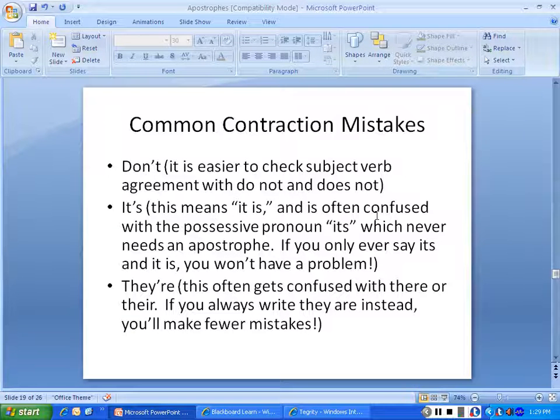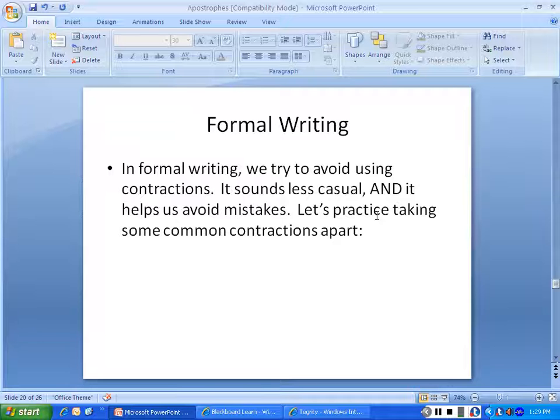There also gets confused a lot with there, T-H-E-R-E, or T-H-E-I-R. T-H-E-I-R is a possessive pronoun. There means they are. If you always write they are instead, you'll make fewer mistakes. In formal writing, we try to avoid using contractions. It sounds less casual and helps us avoid mistakes.